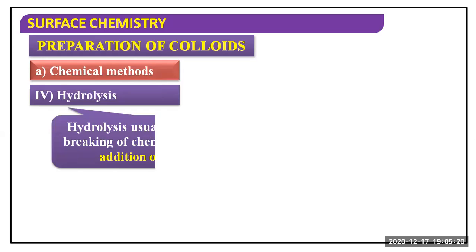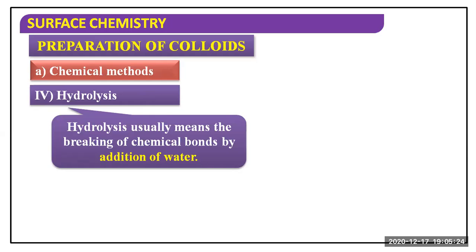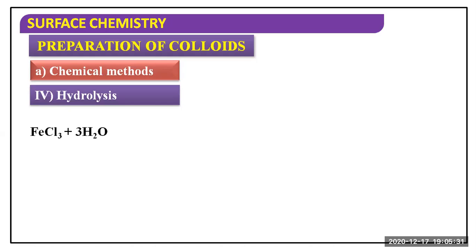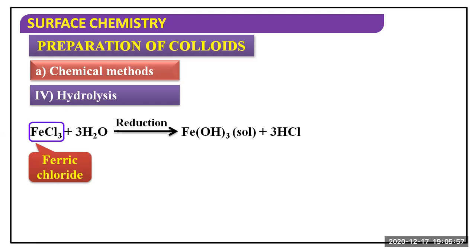By hydrolysis. Hydrolysis usually means the breaking of the chemical bonds by addition of water. That's why it is addition of water actually. Ferric chloride, if we add water in presence of something, it may be some NaOH also, it will form ferric hydroxide. This is also sol. So oxidation state is not changed here. So this is not an oxidation reduction reaction.